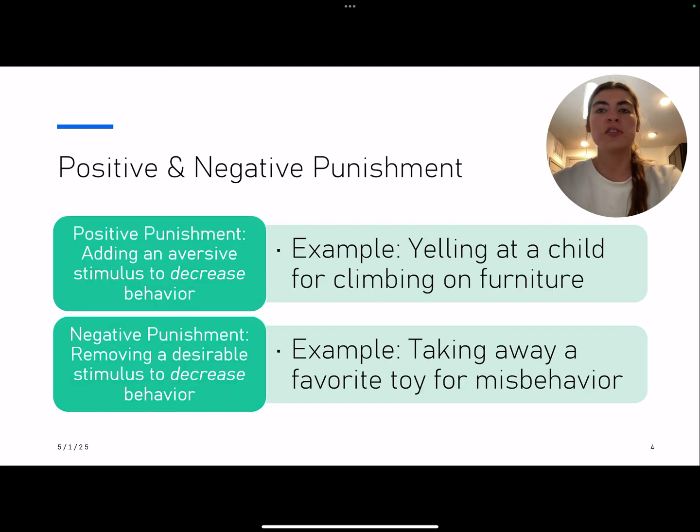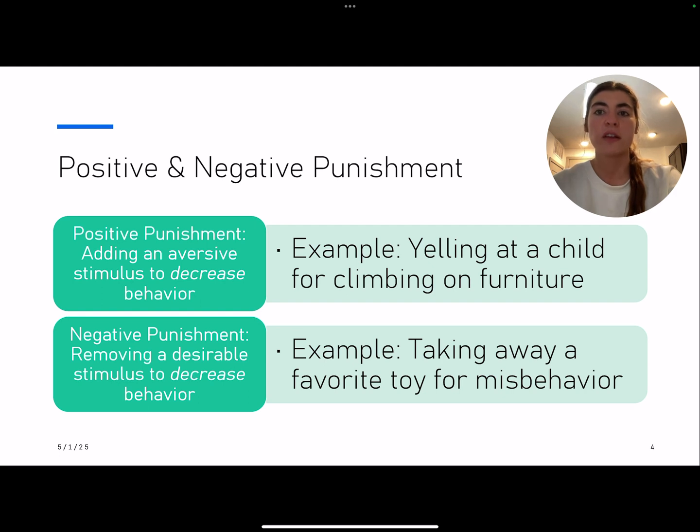Now moving on to punishment, which is something that aims to decrease behavior. Like reinforcement, there's positive and negative. Positive punishment involves the addition of something unpleasant. A good example of this, that another thing parents can probably relate to, is yelling at a child for climbing on furniture. The addition of the yelling is meant to reduce the behavior.